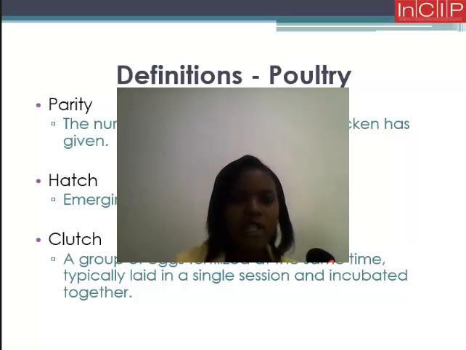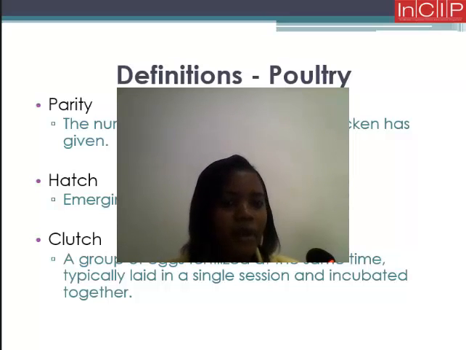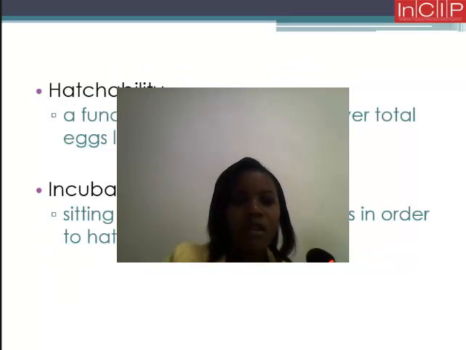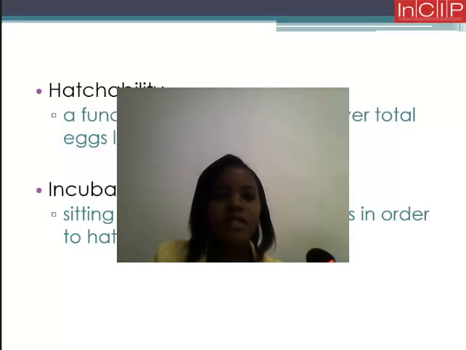Just to define some terms that have been used in this report often: parity is the number of hatches that a chicken has given, while a hatch simply means a chick emerging from an egg, and a clutch is a group of eggs laid in a single session. Hatchability is a function of chicks hatched over the total number of eggs that were laid. And incubation simply means sitting on the bird's eggs in order to hatch them.